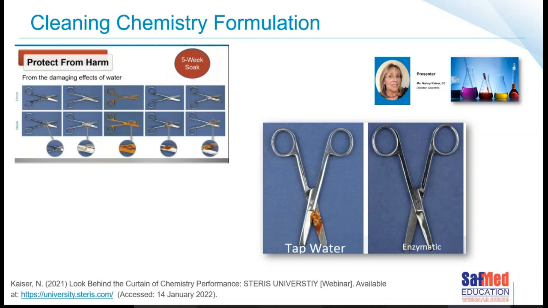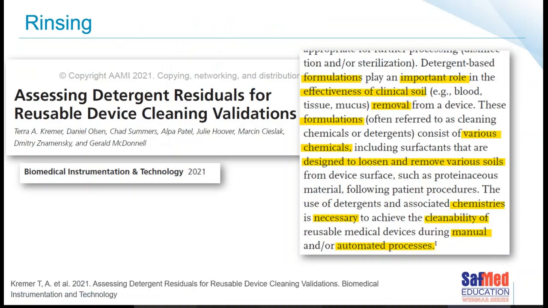And of course, the whole idea for this manufacturer was to add anti-corrosion properties to their detergent, so that after 5 weeks of soaking in their particular enzymatic detergent, as you can see on the right over there, the pair of scissors has not corroded. Absolutely ideal if your detergent can give you all of these factors.